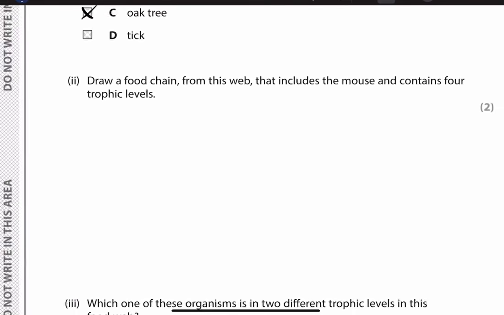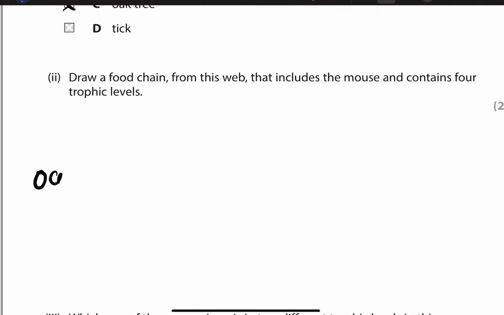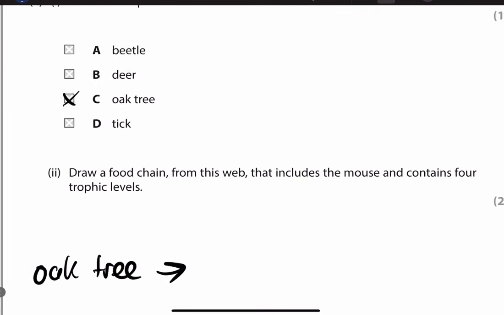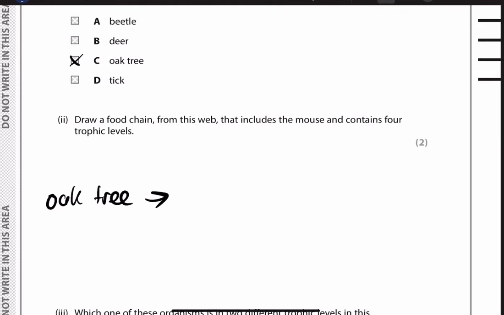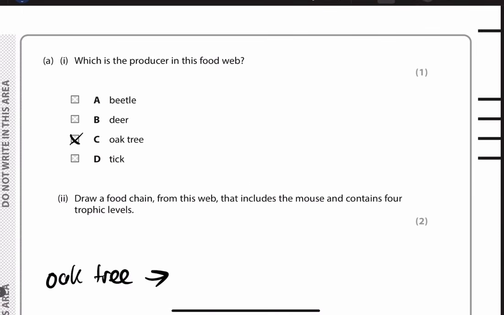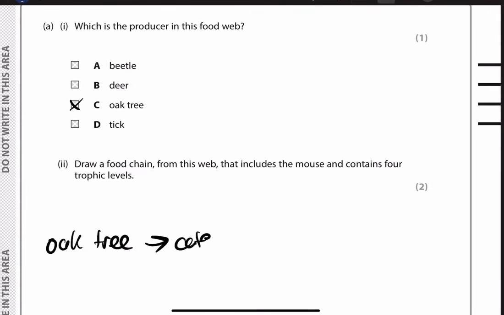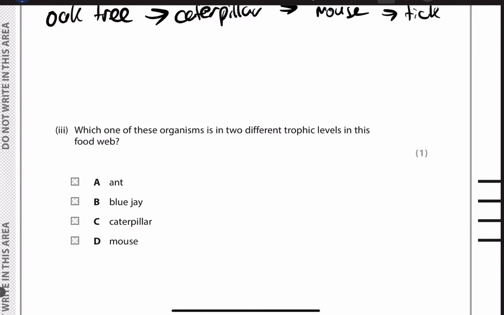So how do we write this? Well, when writing food chains, you want to write the name of the thing, and then an arrow to indicate the direction that the energy is flowing. So it goes oak tree, caterpillar, mouse, tick. Oak tree, caterpillar, mouse, tick. Easily done.